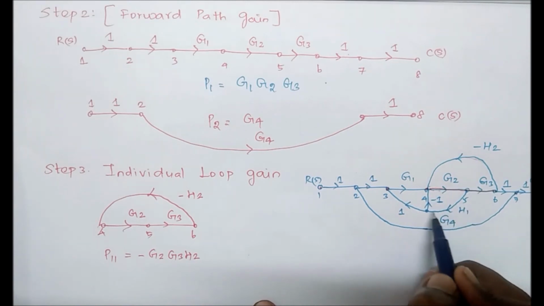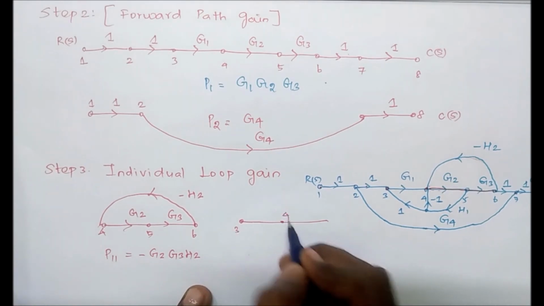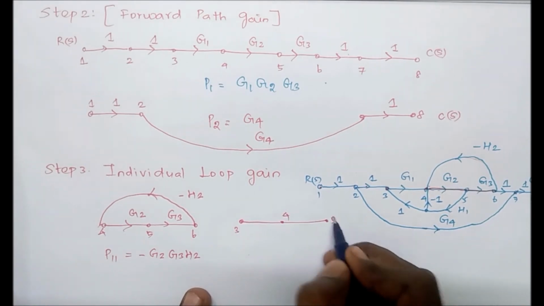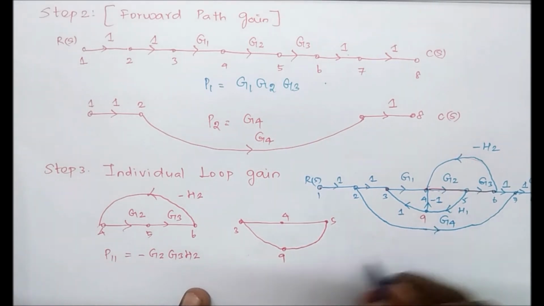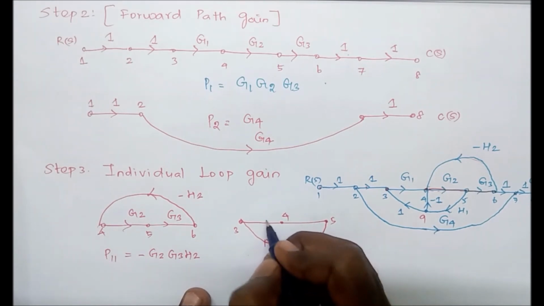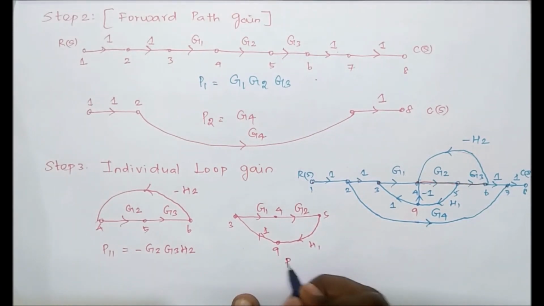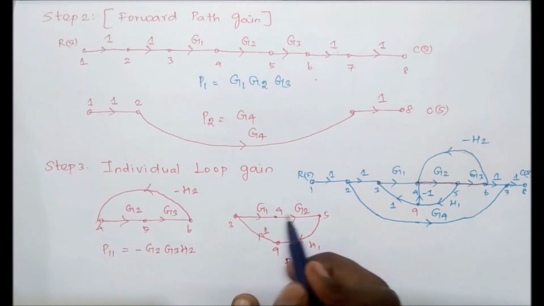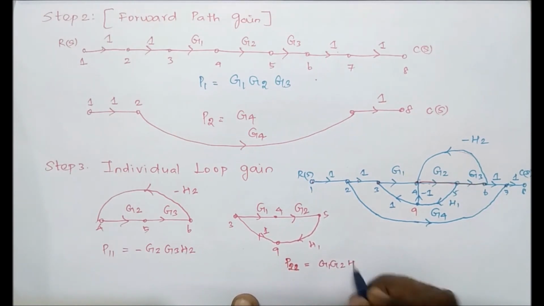Next, if we consider this point 3, from 3 to 4, 4 to 5, again it is coming to this point 3. Here one more node, that is 9. Its gain value is H1, its gain value is 1. This is the second individual loop. P21, the second individual loop gain. P21 is G1 into G2 into H1 into 1. Therefore G1 into G2 into H1.